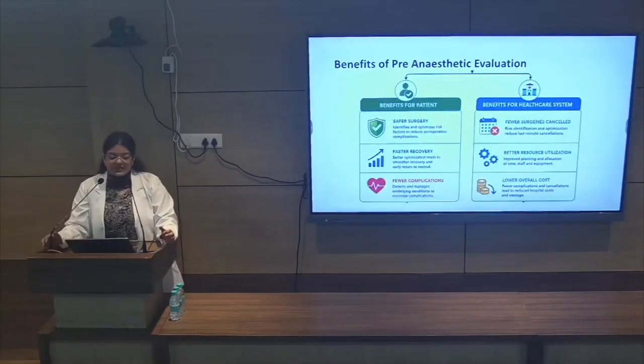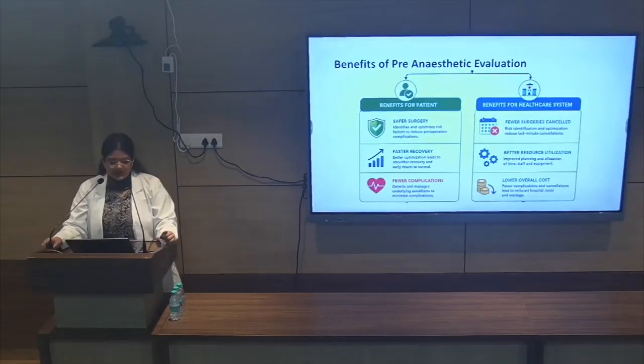The benefits to the patient involve a safer surgery, faster recovery, and fewer complications, and to the healthcare system, fewer cancellations of surgeries, better resource utilization, and lower overall costs.